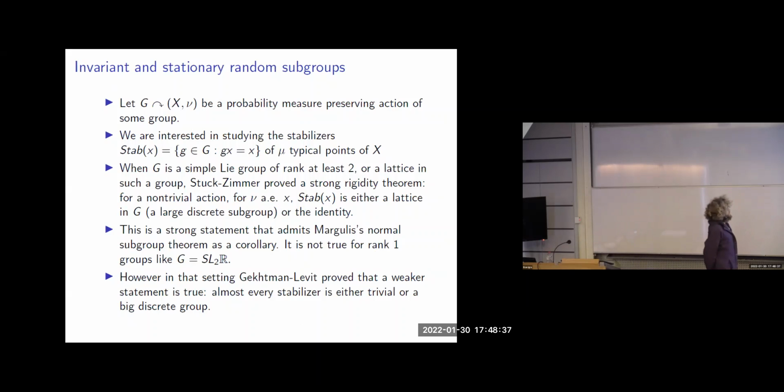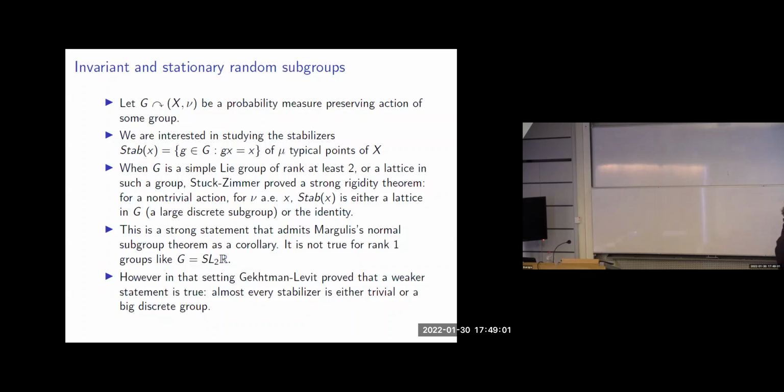this is a subject I've been thinking about recently. So suppose you have a probability measure preserving action of some group on some measure space, and we're interested in studying the stabilizer of typical points.